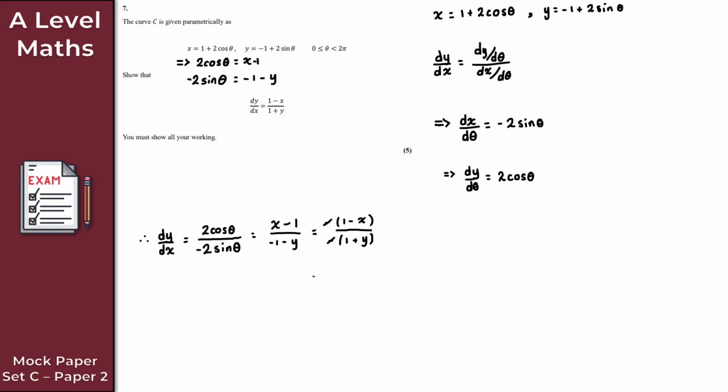So in fact, we'll just get rid of that. We're getting there. So dy by dx here is equal to 1 minus x all over 1 plus y. And just notice here, this is exactly what we wanted, right? So as required, and perfect.